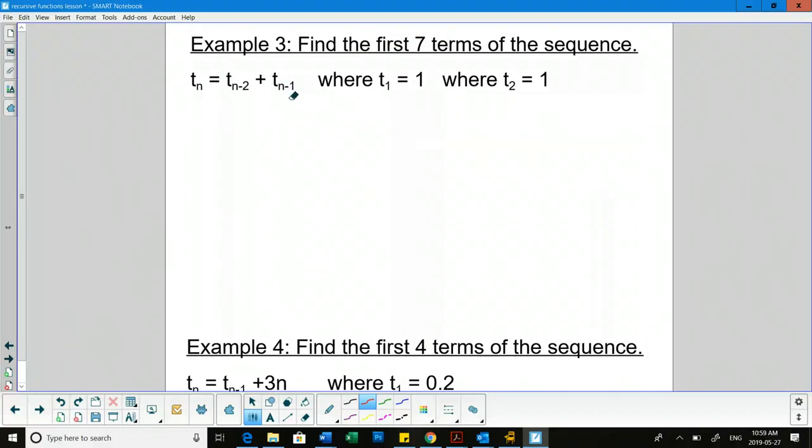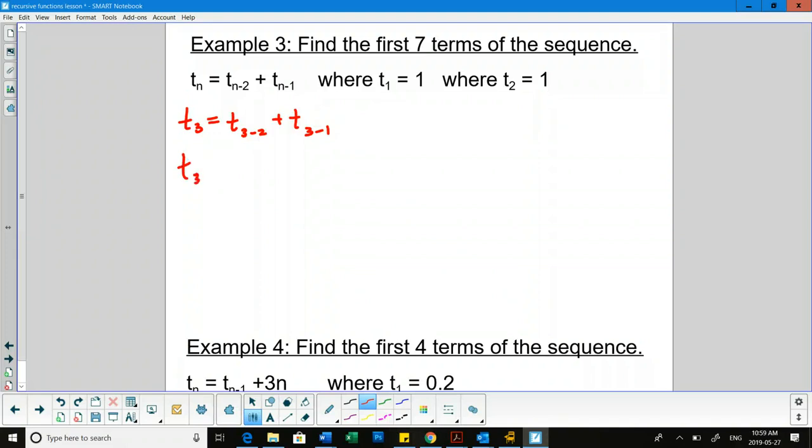So we've seen our tn minus 1. If tn minus 1 is the term before tn, what's tn minus 2? 2 terms before tn. Okay, so this one actually gives us the first 2 terms of the sequence. So if I'm writing the first 7 terms, I would need to continue this by doing the 3rd term, right? I already have term 1 and I already have term 2. Then I'm going to do term 3. So let's see what happens when we substitute 3 for all the n's in our formula.